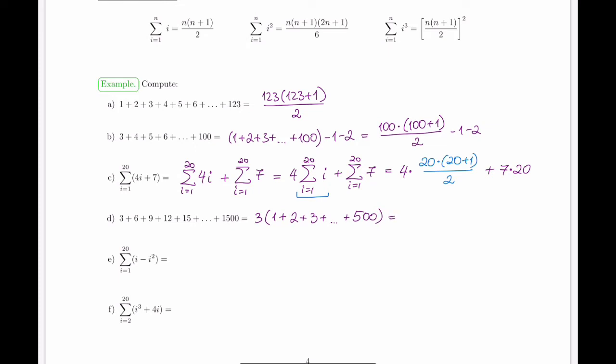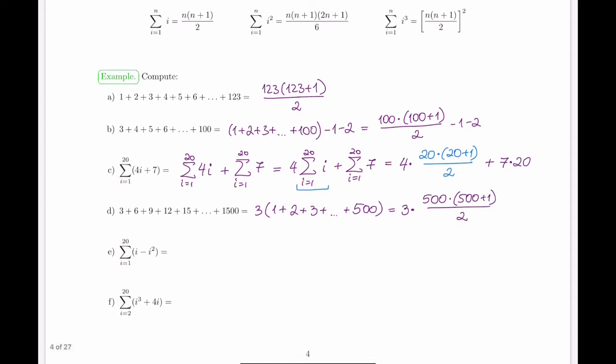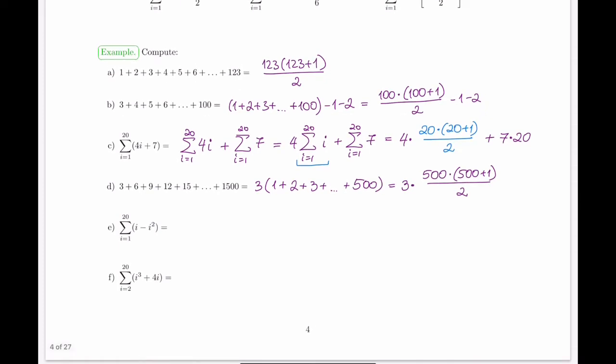Now this is again the summation of the form that this formula can be applied to, but don't forget your coefficient of 3 up in the front. So here I'm going to have 500 times 500 plus 1 all over 2. Good stuff. Next up, I have the sum from 1 to 20, I minus I squared.